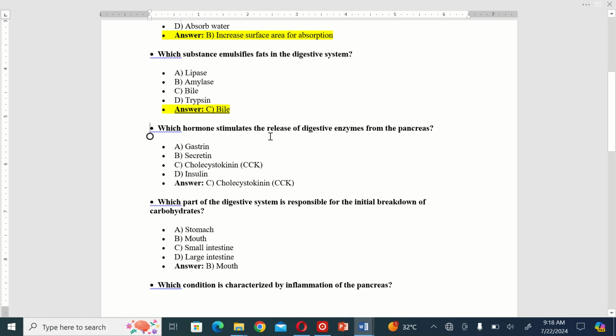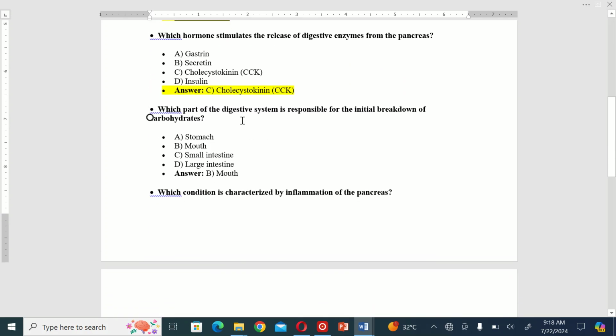Which hormone stimulates the release of digestive enzymes from the pancreas? A. Gastrin. B. Secretin. C. Cholecystokinin. D. Insulin. So the correct option is C.